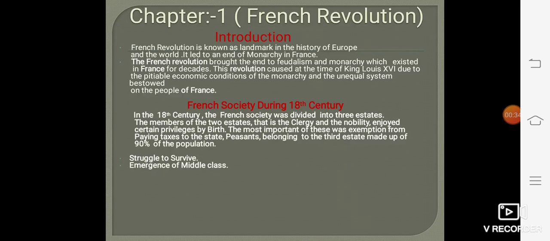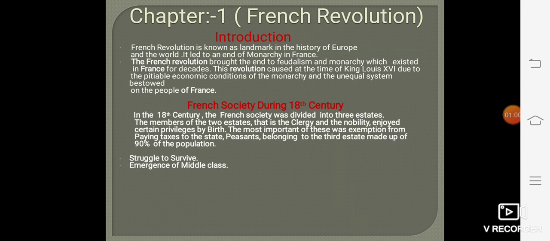So, the first foremost important topic is the introduction of French Revolution. French Revolution was a period of time in France when the people overthrew the monarchy and took control of the government. The French Revolution lasted 10 years from 1789 to 1799. It began on July 14, 1789, when revolutionaries stormed a prison called the Bastille.